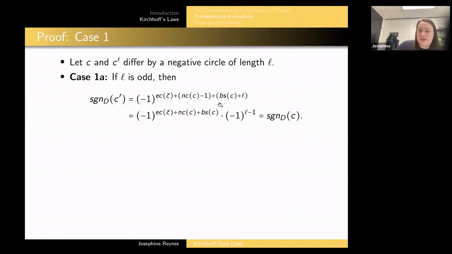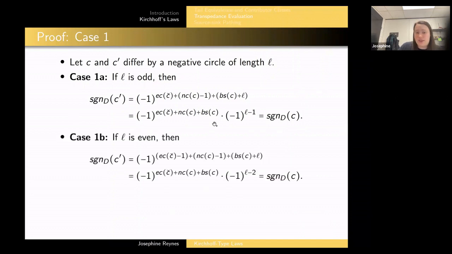I take the contributor and I'm going to have one negative component that gets removed and a negative circle of length L. And I can pull out this L minus 1 just as a coefficient. And since L is odd, this is even, so it goes away. And this by definition is the sign of this contributor here. This contributor sign is the same if they differ by a negative circle of length L. And if the circle is even, then when I pull it out, I'm changing the number of even cycles as well. So this is L minus 2, and since L is even this time, the contributor sign is still the same. So if I have two contributors in an activation class that differ by a negative circle, they have the same sign. So that's good for my first sum.